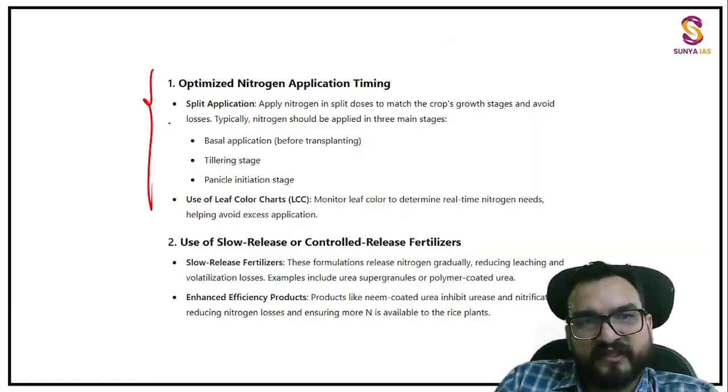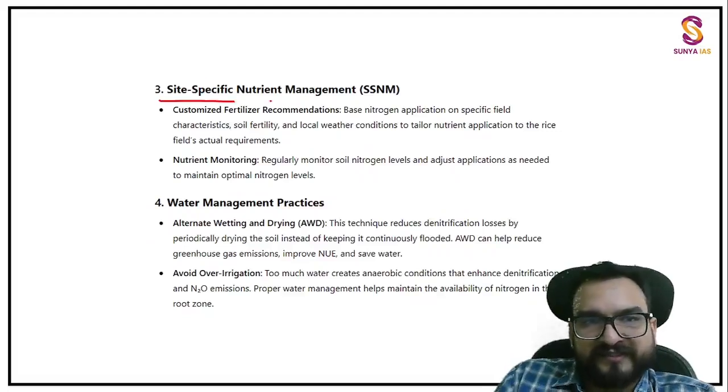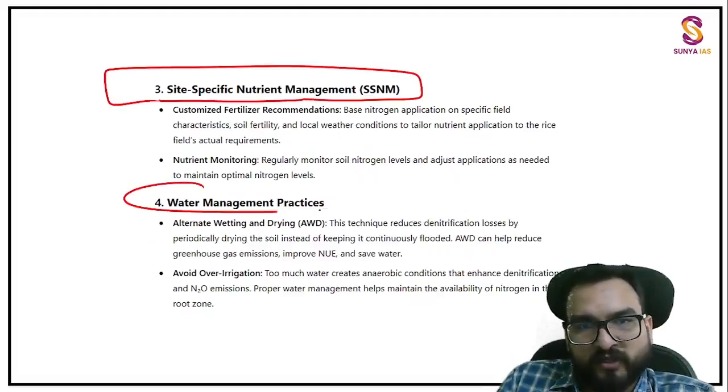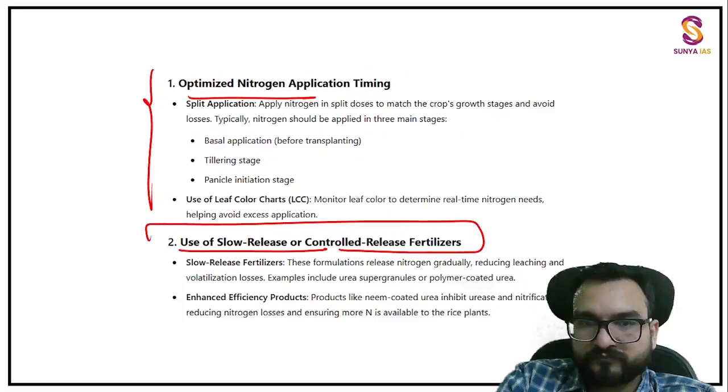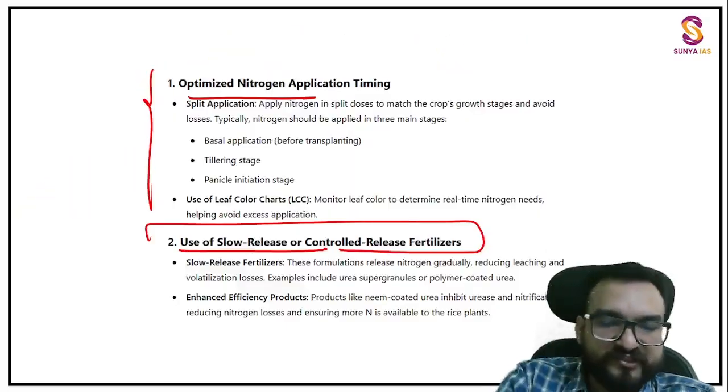Again, as I have told you, optimized nitrogen application. Slow release or controlled release fertilizers should be there. Site specific nutrient management, water management practices should be utilized. So these are the important things which you have to keep in mind in nitrogen use efficiency.